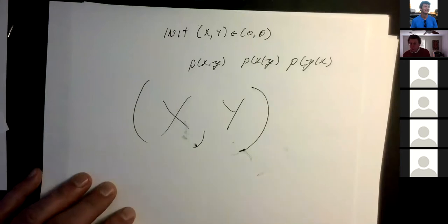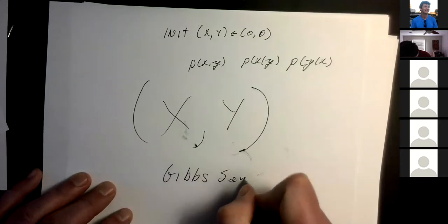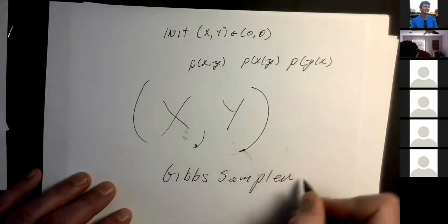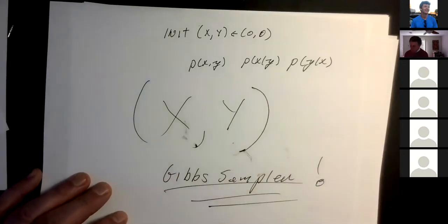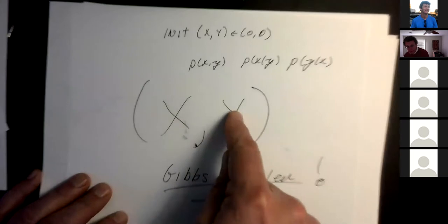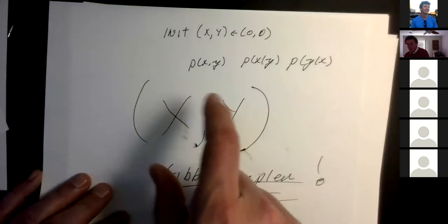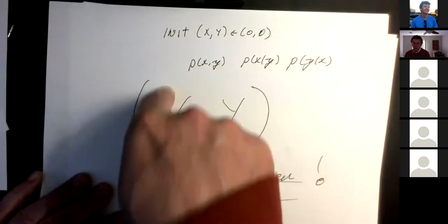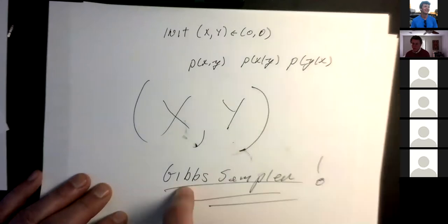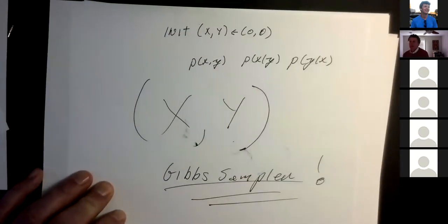Let me say one thing before I answer your question, which is that this is a Gibbs sampler. That's all a Gibbs sampler is. A Gibbs sampler just replaces each pixel with the correct distribution, and you just keep going around, you pick a pixel at random and replace it with the right thing, okay? You just keep doing it. That is a Gibbs sampler.